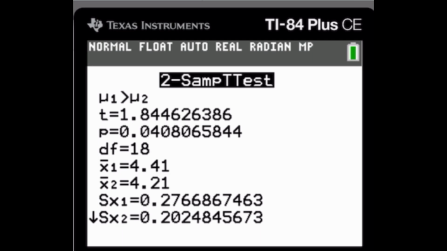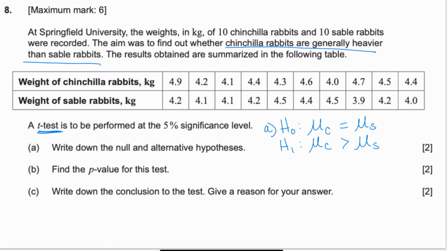So from here, we're going to write down our p-value. Remember to write down what the calculator tells you, 0.0408065, and then you can round to 3 significant figures. As a reminder, this 0 in the front, 0.0, those are not significant. So 0.0408 is going to be your answer.